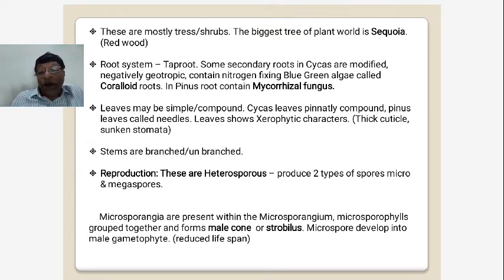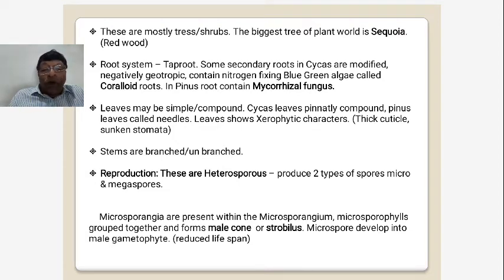Next, reproduction. Coming to the reproduction, the gymnosperms are heterosporous. Hetero means different, and spore refers to spores. At the time of reproduction, the gymnosperms produce microspores and megaspores. Hence, the species of gymnosperms are heterosporous, producing two types of spores, micro and megaspores.